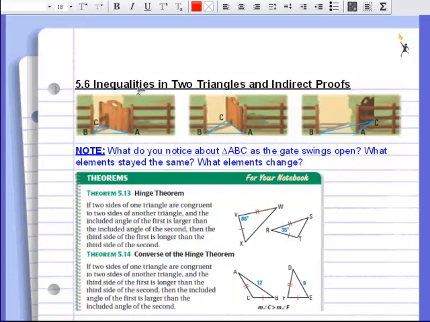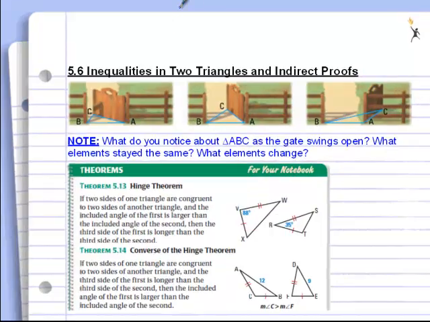Okay, the next thing we're going to talk about in Chapter 5, actually the last thing we're going to talk about, is triangle inequalities. So we're still dealing with writing inequality statements, like less thans and greater thans, of two triangles. Remember last section, we dealt with triangle inequality theorems, third sides, and a couple other ideas. Today we're going to be bringing in indirect proofs.